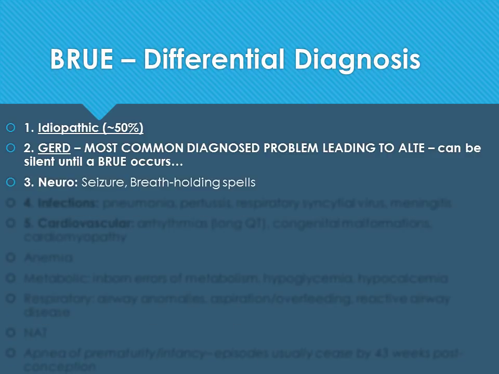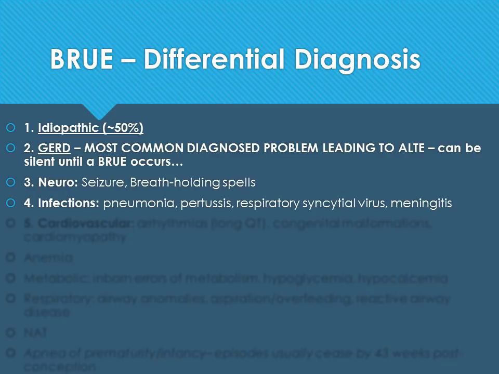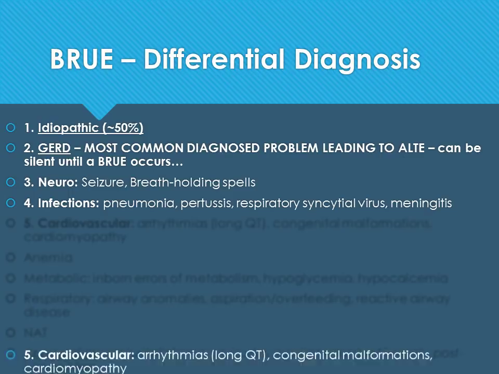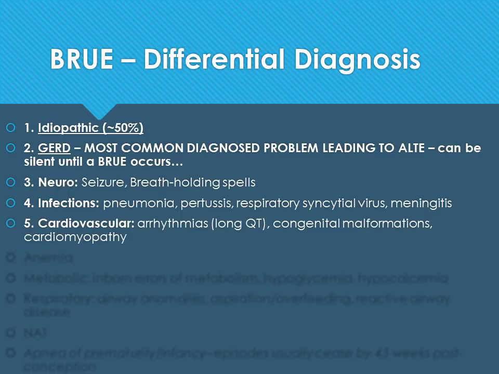It could be a neurologic cause, like a seizure or something called a breath-holding spell, which are basically conscious apneic events, where infants, especially hard-headed infants, when they're not getting their way, will quite literally hold their breath until they pass out. Infections like pneumonia, pertussis, RSV, meningitis, anything that can really alter the respiratory drive and system. Cardiovascular causes like a prolonged QT that is leading to an arrhythmia or a dysrhythmia, congenital malformations or cardiomyopathy.